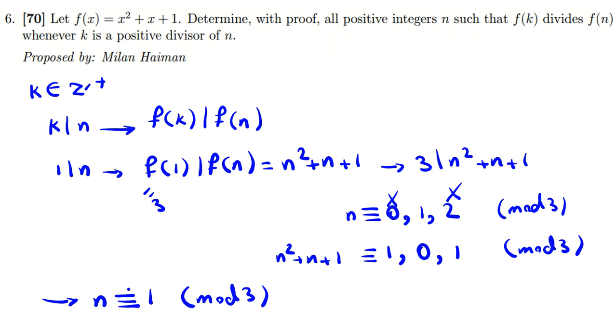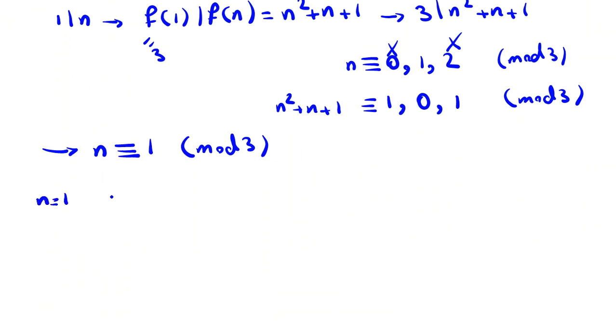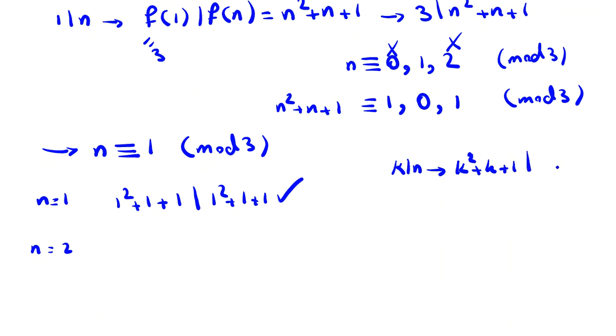Now, we should check some small examples. Let's check n equals 1. It is okay because the only divisor is 1, and 1 squared plus 1 plus 1 divides 1 squared plus 1 plus 1. For n equals 2, k divides n means k squared plus k plus 1 should divide n squared plus n plus 1. For 2, both divisors 1 and 2 satisfy it, but we don't need to check because the necessary condition is that n is 1 mod 3, so we should check 4.